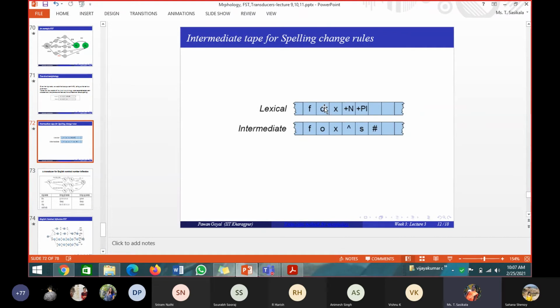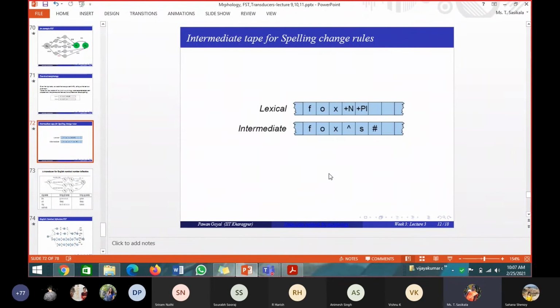So instead of directly going from fox to noun plus plural, we will have fox plus some placeholder plus S. Then hash represents the end of the word. So fox is a stem, the suffix is S, and the placeholder may be E. That placeholder is given as a cap that will be replaced. It can be filled with null or any character based on the phonemes. From that intermediate level, I will then have a surface level.